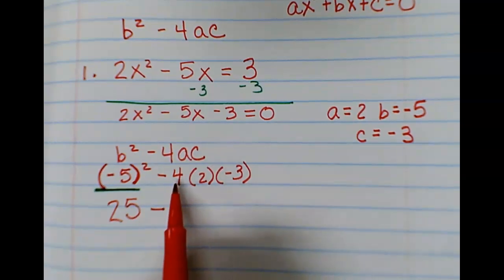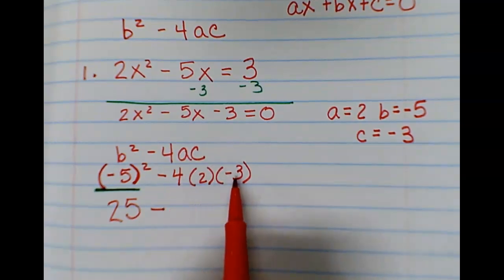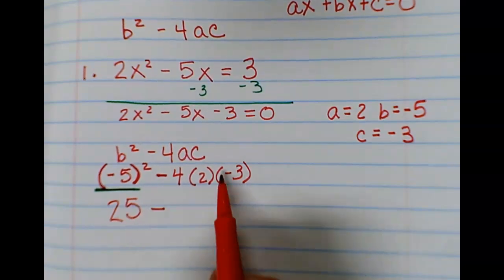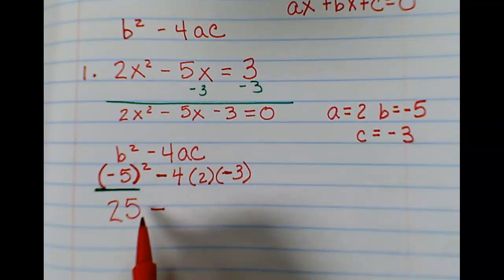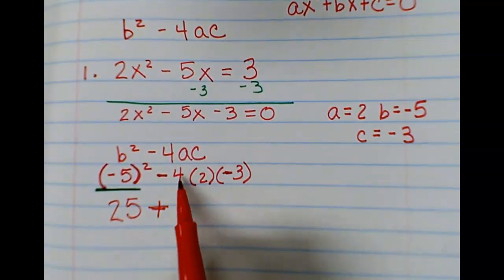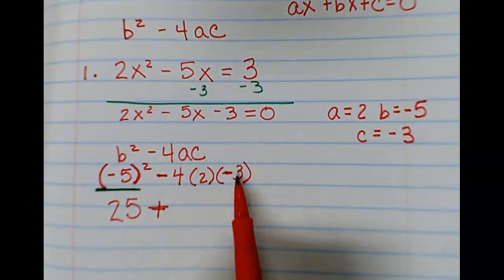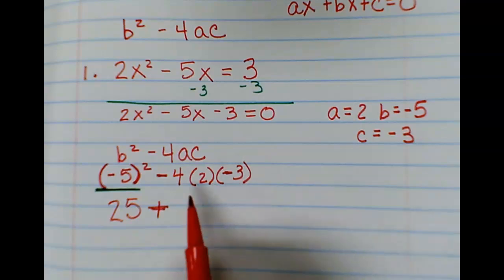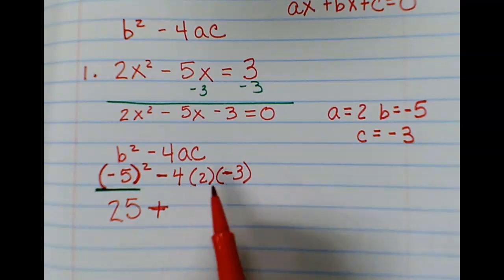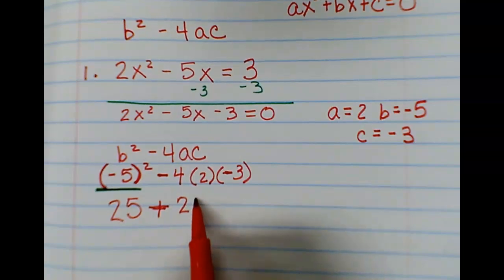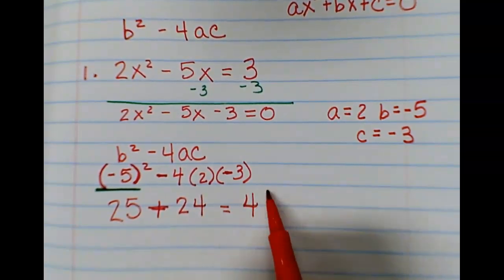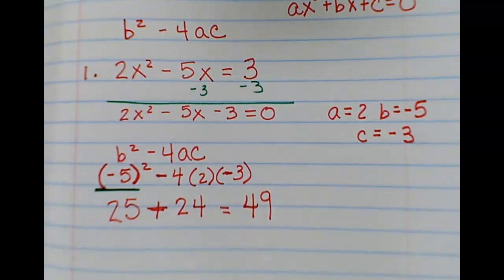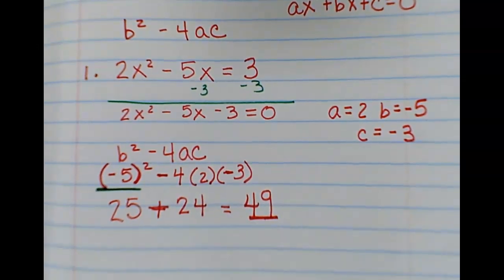Now here I'm going to multiply the 4 times the 2 times the 3. But this negative times this negative is going to make a positive. And what's 4 times 2 times 3? 4 times 2 is 8. 8 times 3 is? This is the discriminant.